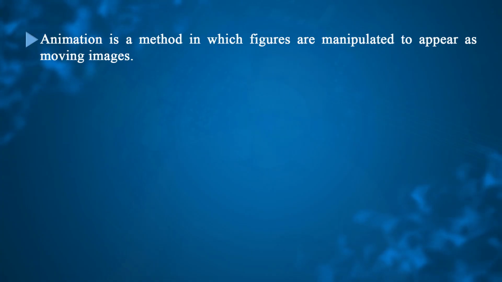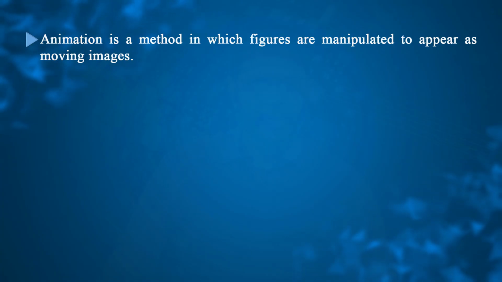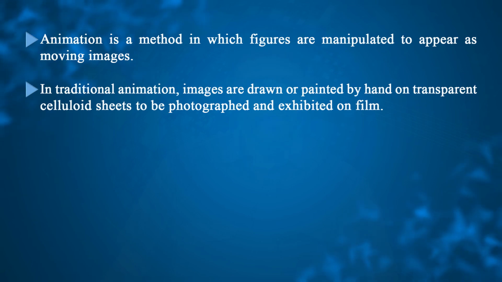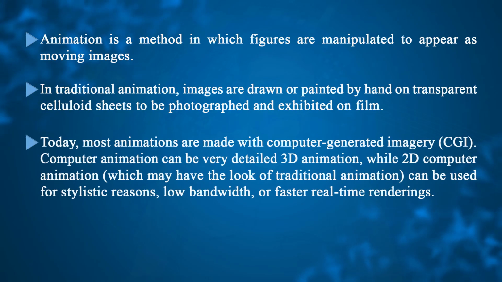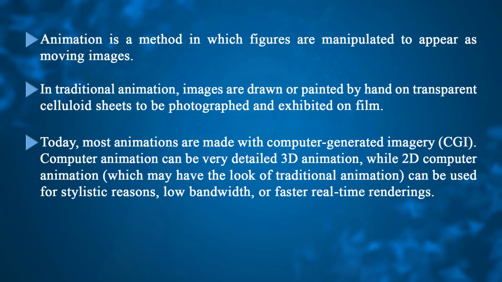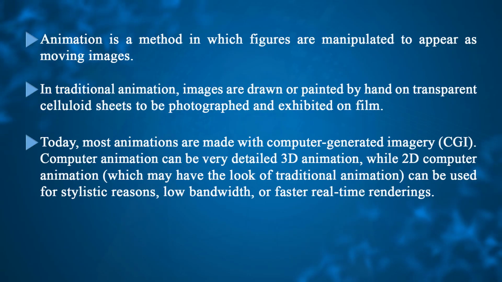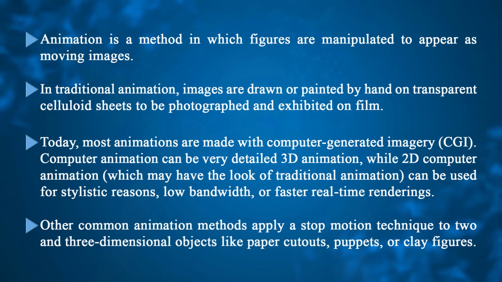Animation is a method in which figures are manipulated to appear as moving images. In traditional animation, images are drawn or printed by hand on transparent celluloid sheets to be photographed and exhibited on film. Today, most animations are made with computer generated imagery, that is CGI. Computer animation can be very detailed 3D animation, while 2D computer animation, which may have the look of traditional animation, can be used for stylistic reasons, low bandwidth or faster real-time rendering. Other common animation methods apply a stop motion technique to two and three dimensional objects like paper cutouts, puppets or clay figures. We will definitely talk about this in our coming sessions, and see how animation is going to be helpful.